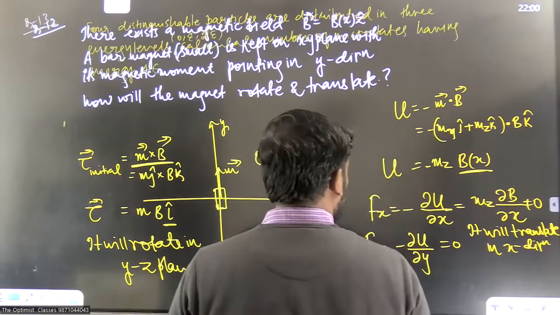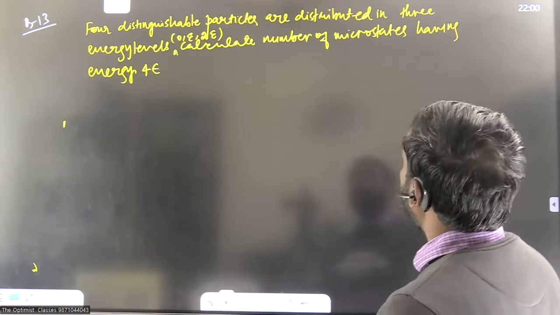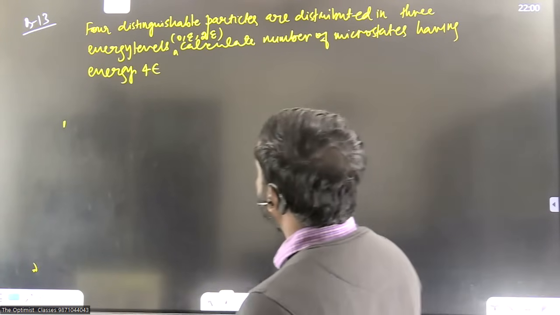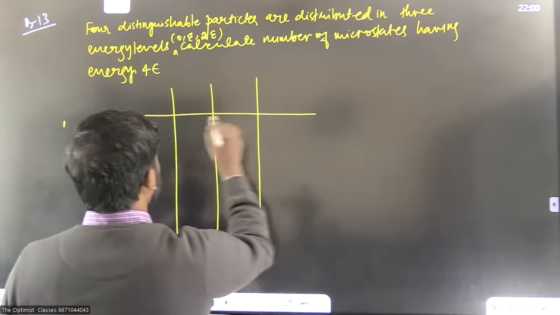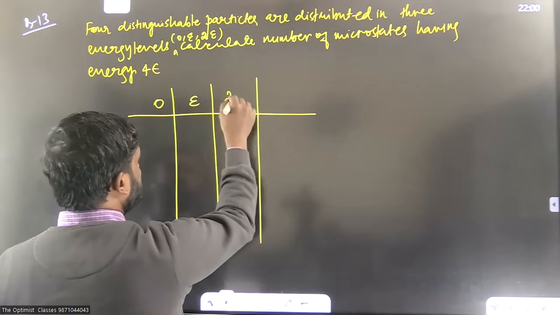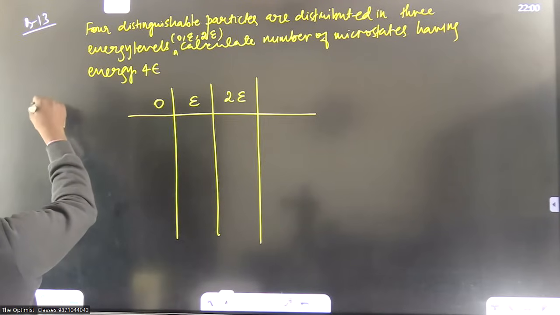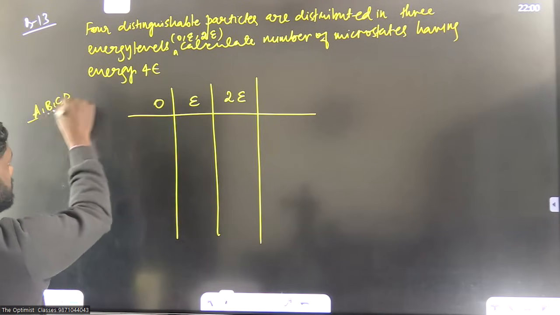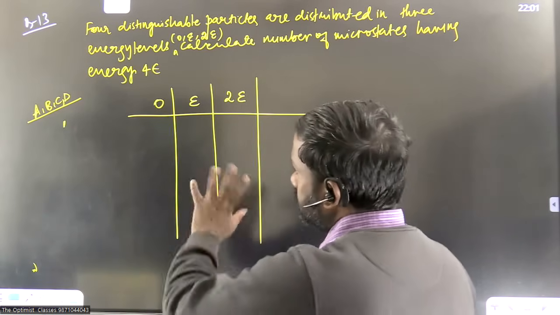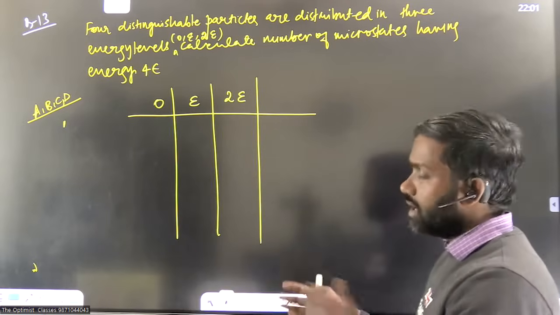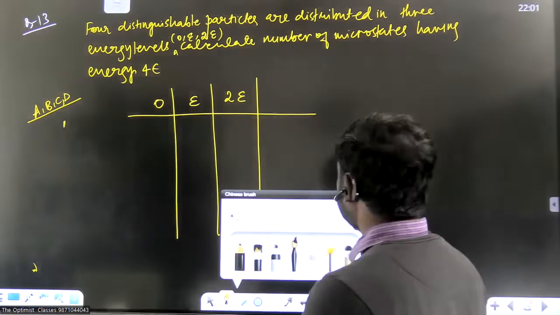Now, another question. It says 4 distinguishable particles are distributed in 3 energy levels. So there are 3 energy levels: 0, epsilon, and 2 epsilon. And there are 4 distinguishable particles, A, B, C, D. Distinguishable particles means we can rearrange them among themselves and get a new configuration.